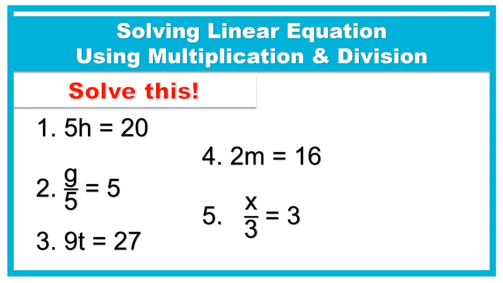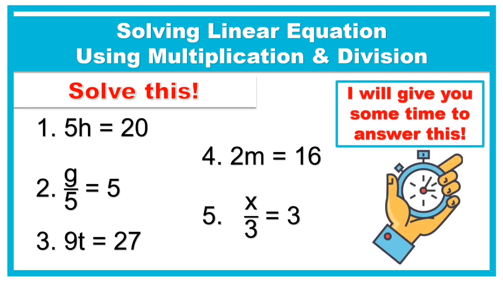Number 2, g divided by 5 equals 5. Number 3, 9t equals 27. Number 4, 2m equals 16. And number 5, x divided by 3 equals 3. I'll give you some time to answer this. You can pause this video and answer the given activity.